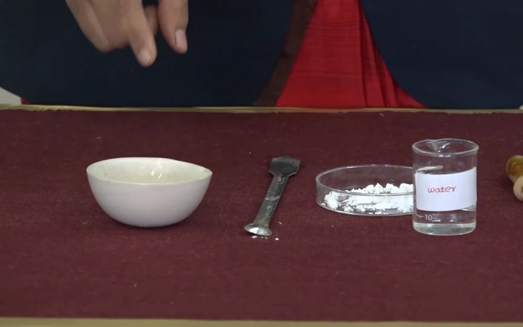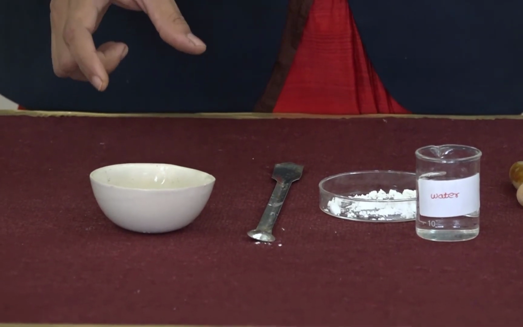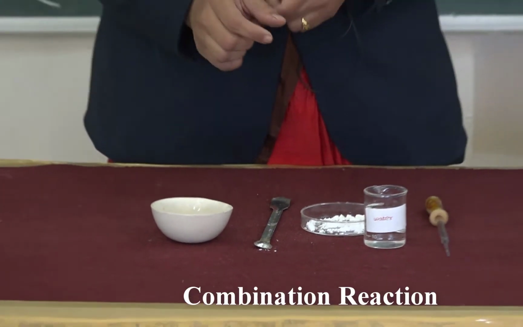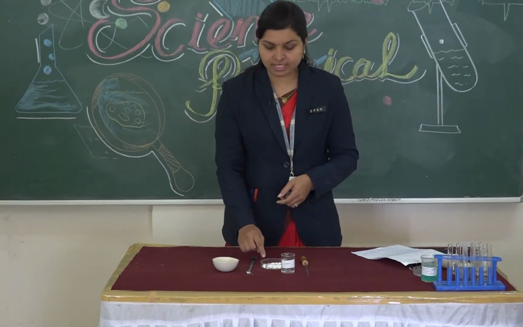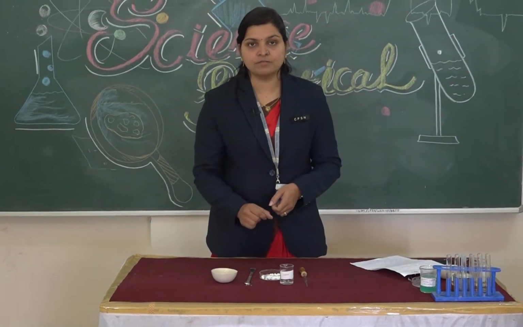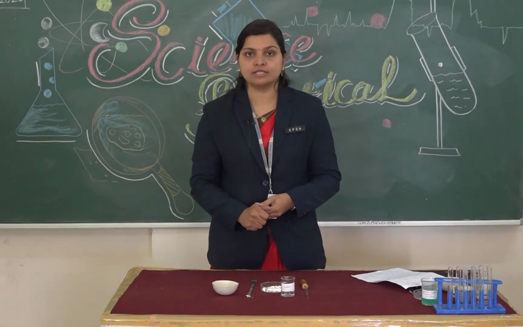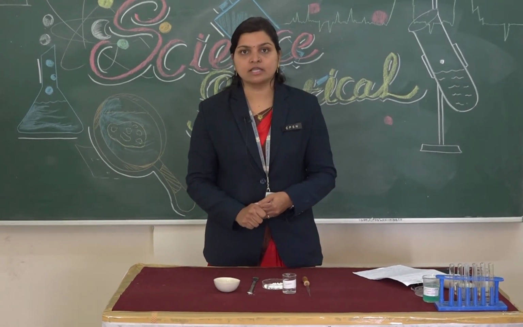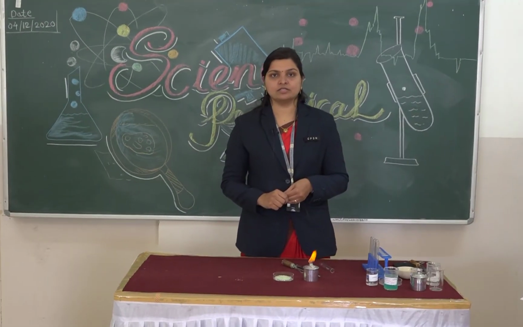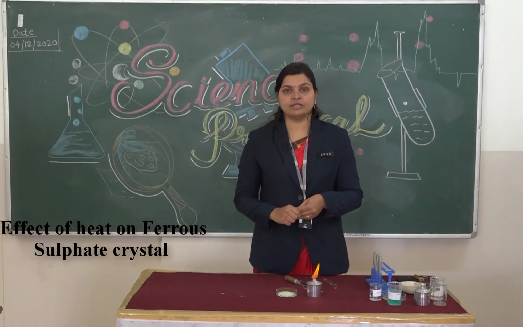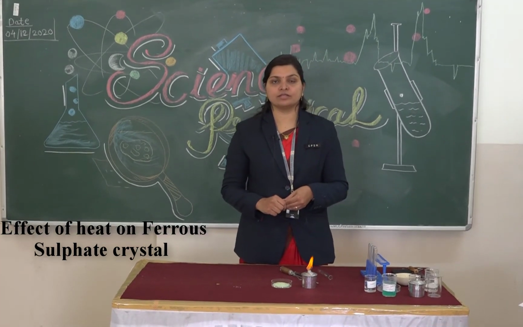The reaction of water with slaked lime is a combination reaction. So, here when calcium oxide reacts with water, calcium hydroxide is formed. So, it is a combination reaction. Now, the next reaction is the effect of heat on crystals of ferrous sulphate.